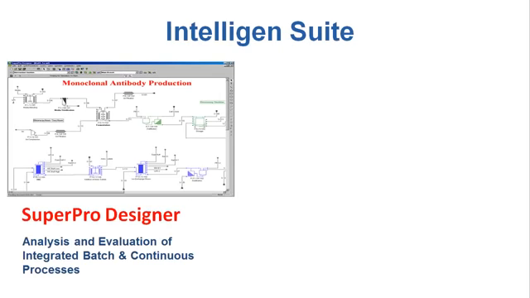SuperPro Designer is a versatile process simulation, cost analysis, and optimization tool. It handles continuous and batch processes, as well as combinations of batch and continuous. SuperPro is used by scientists and engineers to perform modeling, analysis, and optimization of integrated processes.